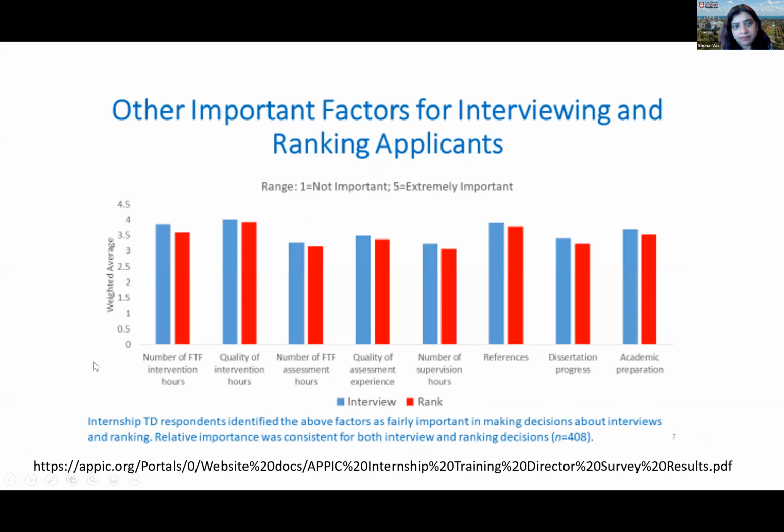Jeff, can you move on? You'll see here that the number of intervention hours is less important than the quality of intervention hours. The same is true for assessment. So the actual number varies, and is less important than the quality. References, dissertation progress, academic preparation, all of those tended to be of less importance. The data for all of the variables we considered are on the APPIC website under the tab that says Surveys 2021.